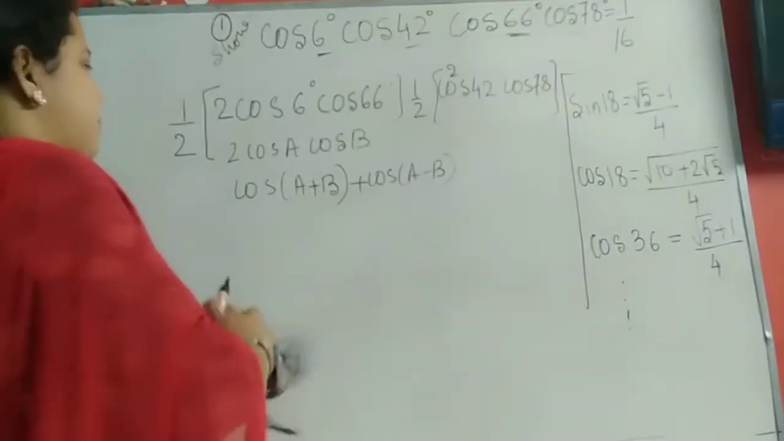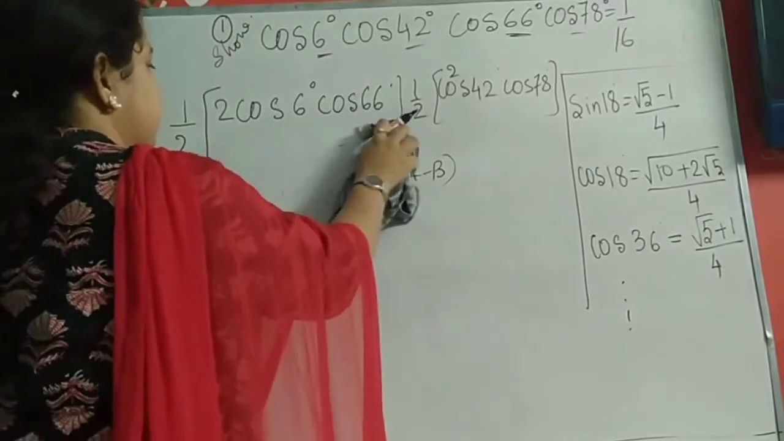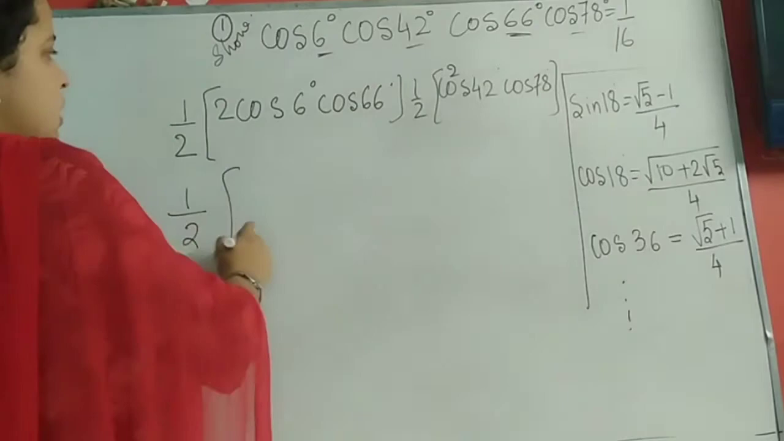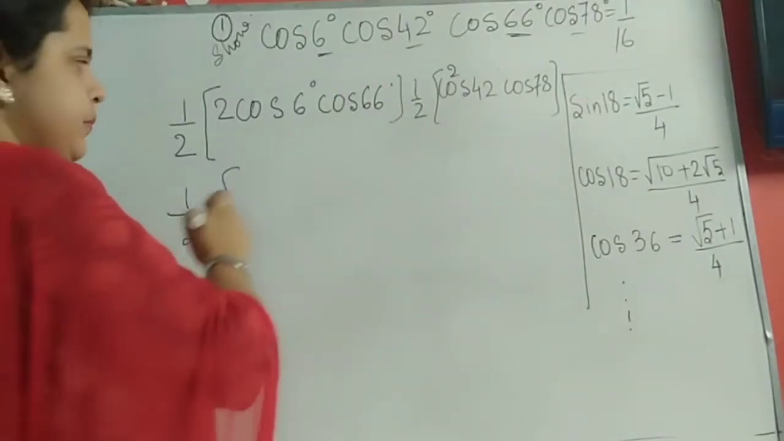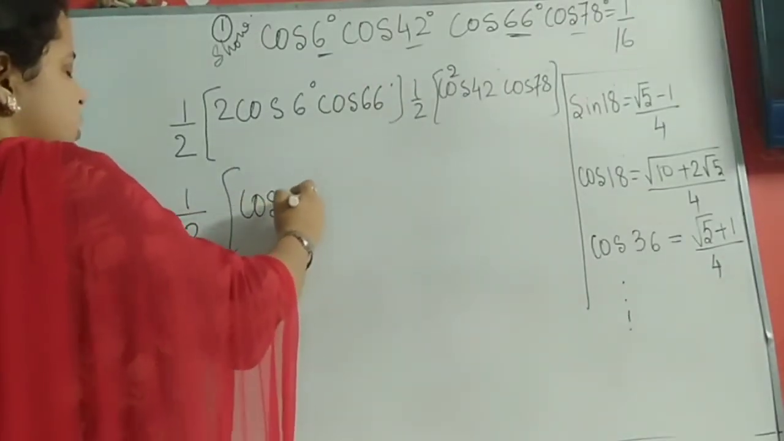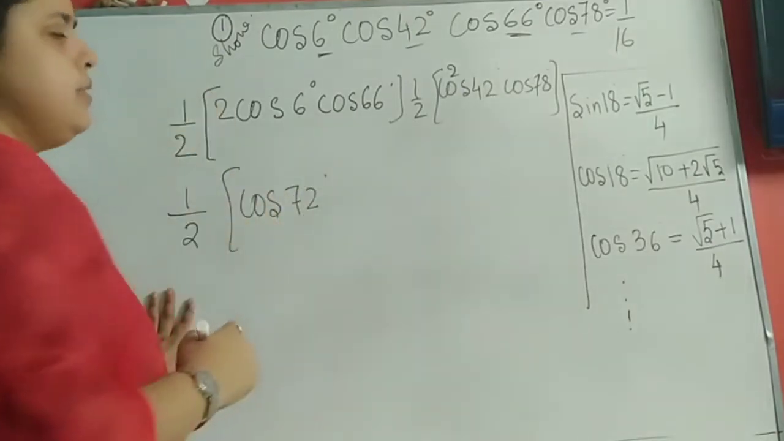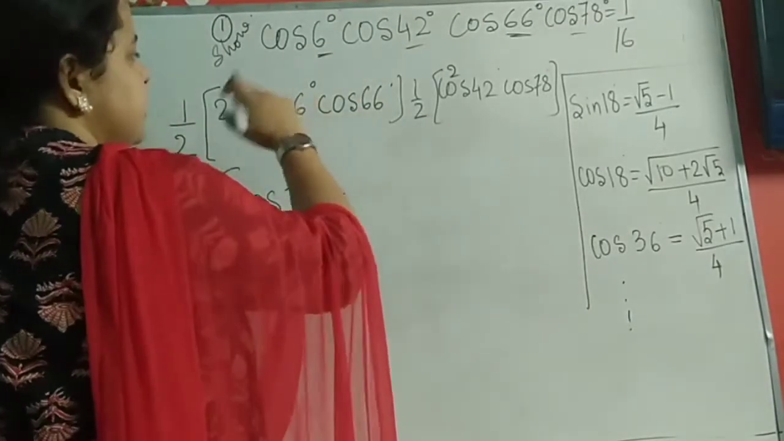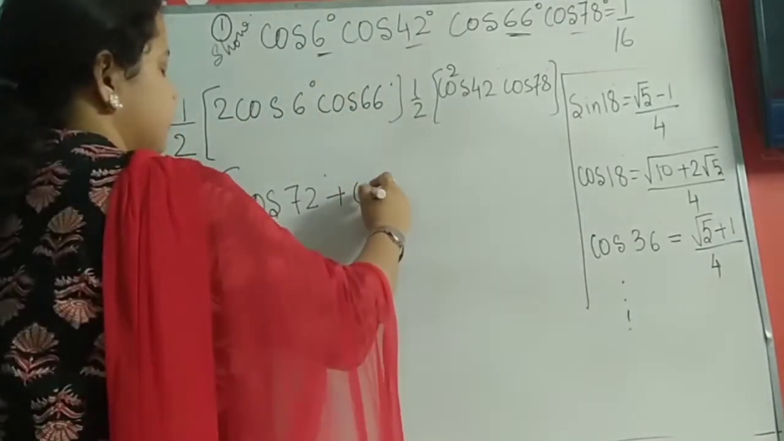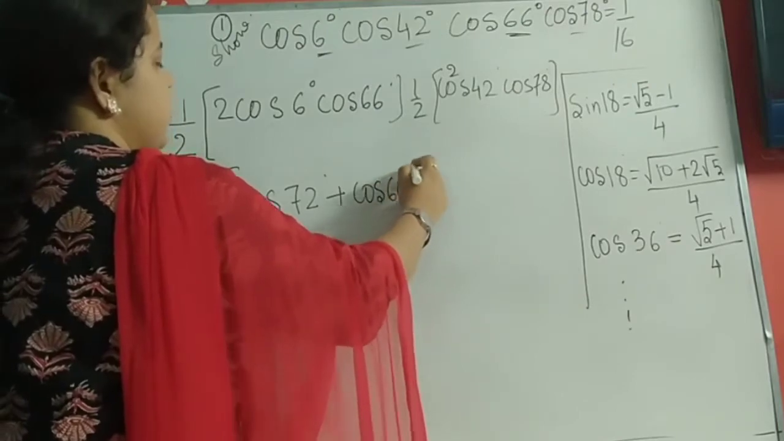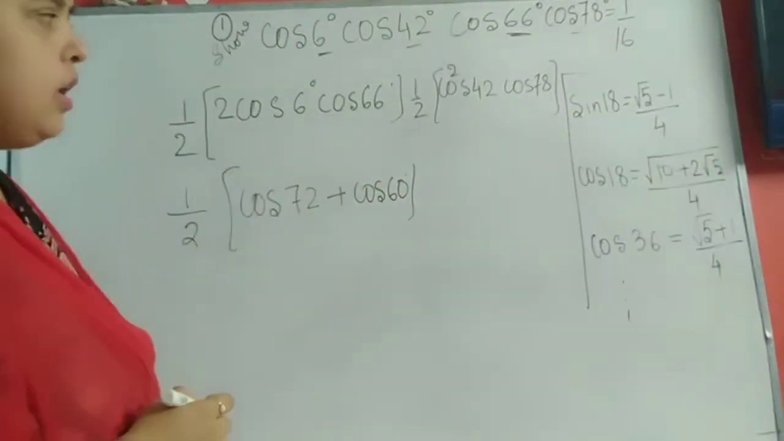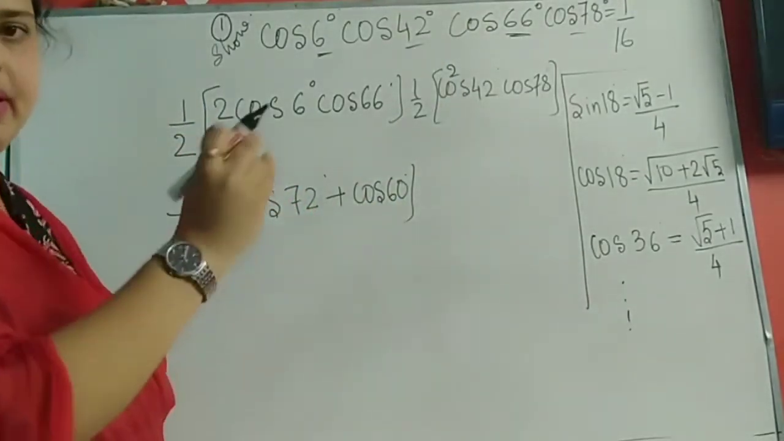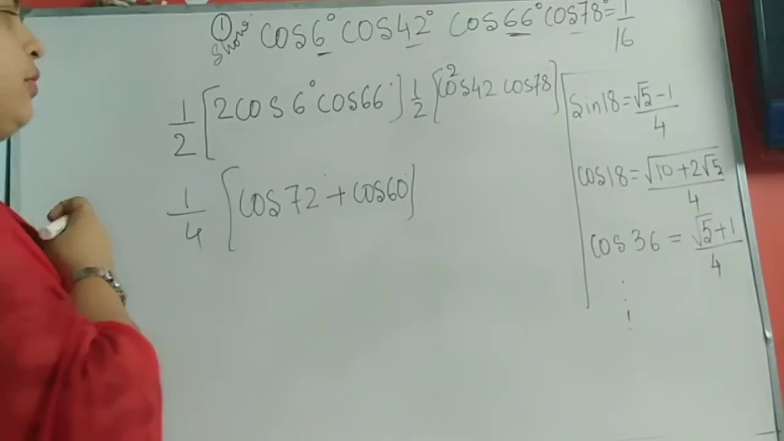Fine. Now I will apply the same formula I have just now written for you. Now what is it? Half, 6 plus 66 degree. So it is giving you 72, and that is known to us, no? Then 66 minus 6. It is also known to us. See? Then here, can I multiply this 1 by 2 outside, so it will become 1 by 4, correct?